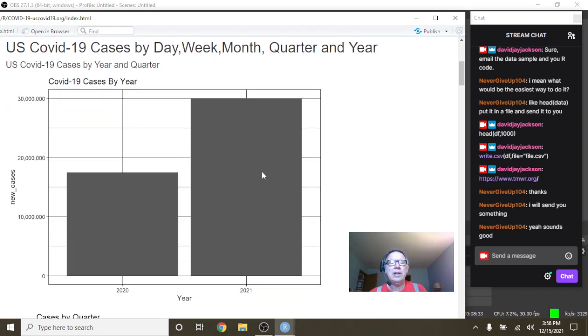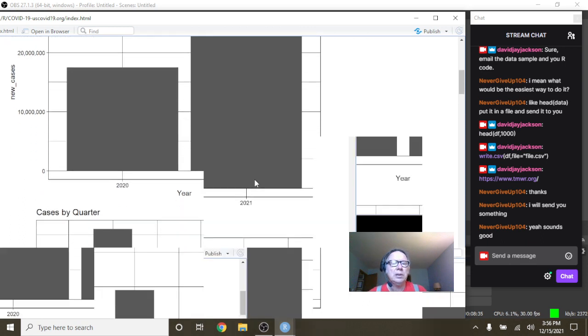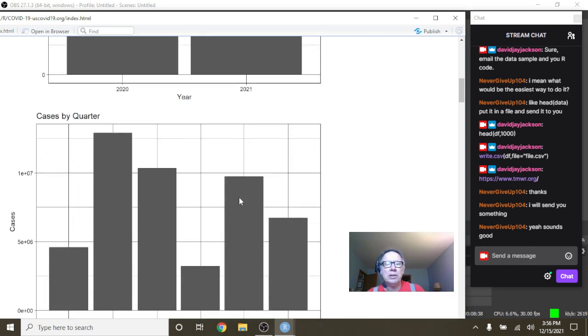We can see that U.S. cases have passed 2021 cases, and we can see that the U.S. The third quarter.